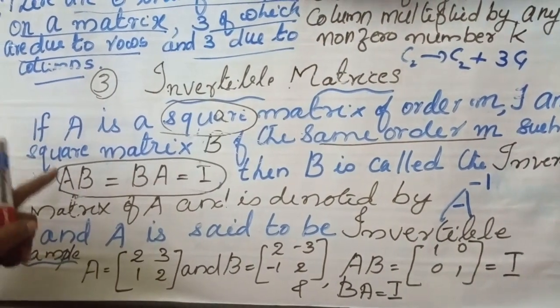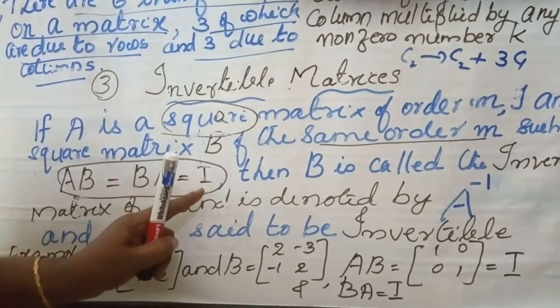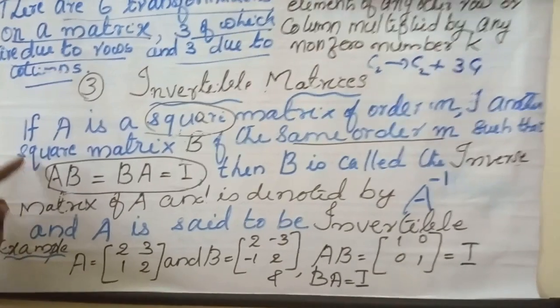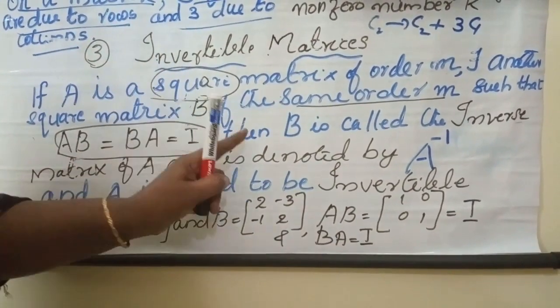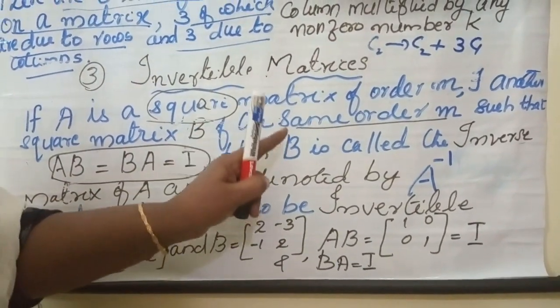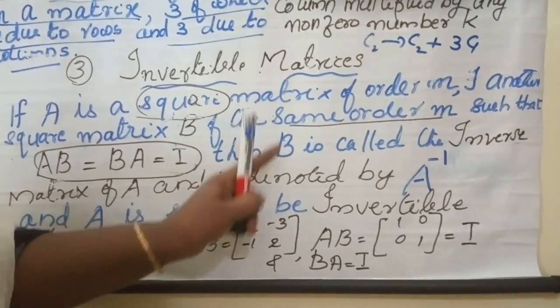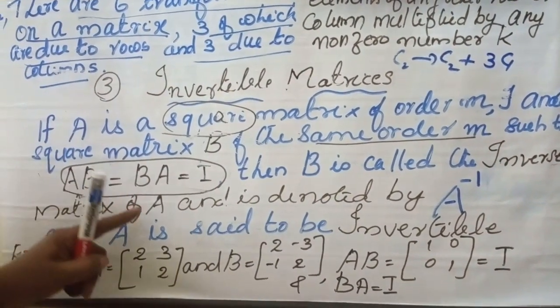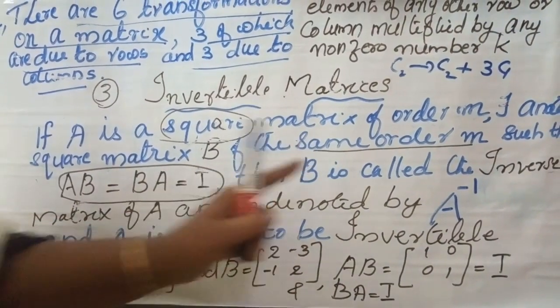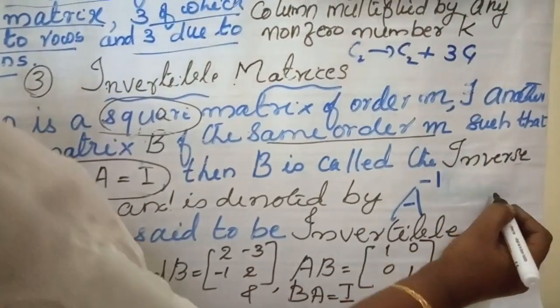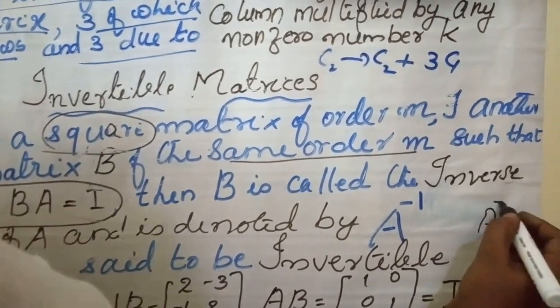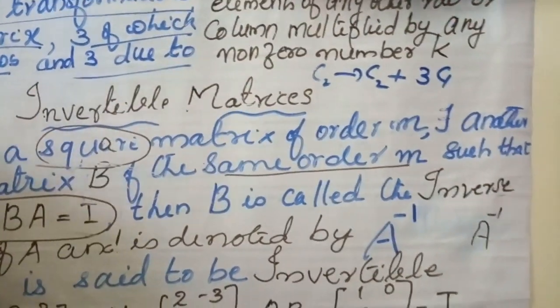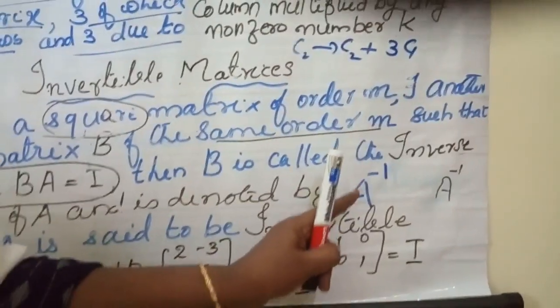What is the order of A and B? The same order for I. If this condition is satisfied, then we can say that the matrix B, the required matrix, is called the inverse matrix of A. It is denoted by A inverse, that means you write A raised to minus 1. It is read as A inverse.